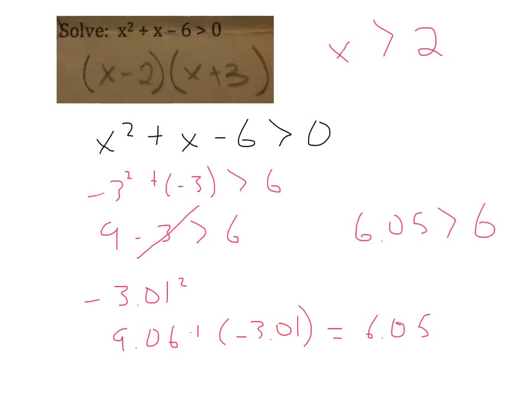So anytime we go smaller than negative 3, anytime x is smaller than negative 3 at all, it also satisfies the inequality. So when x is smaller than negative 3, and when x is larger than 2, it satisfies the inequality.